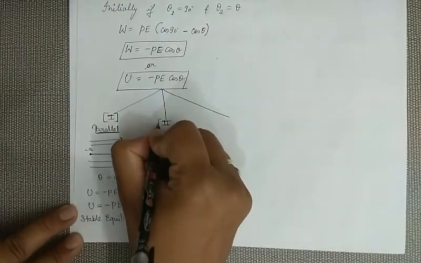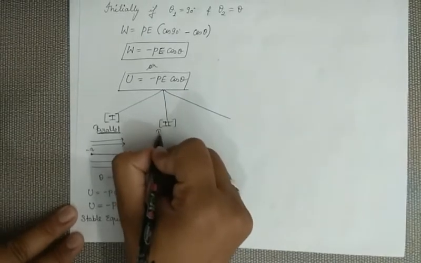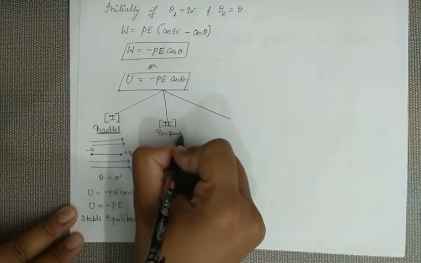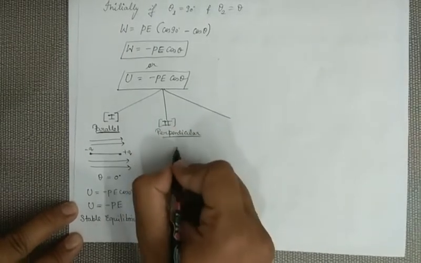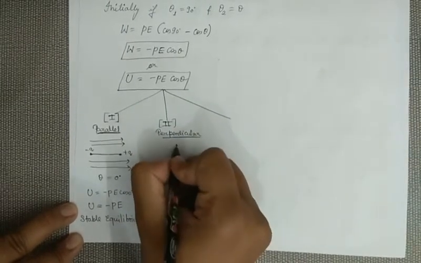Second case, when the dipole is placed perpendicular. Now what happens when the dipole is placed perpendicular? So suppose this is our dipole.